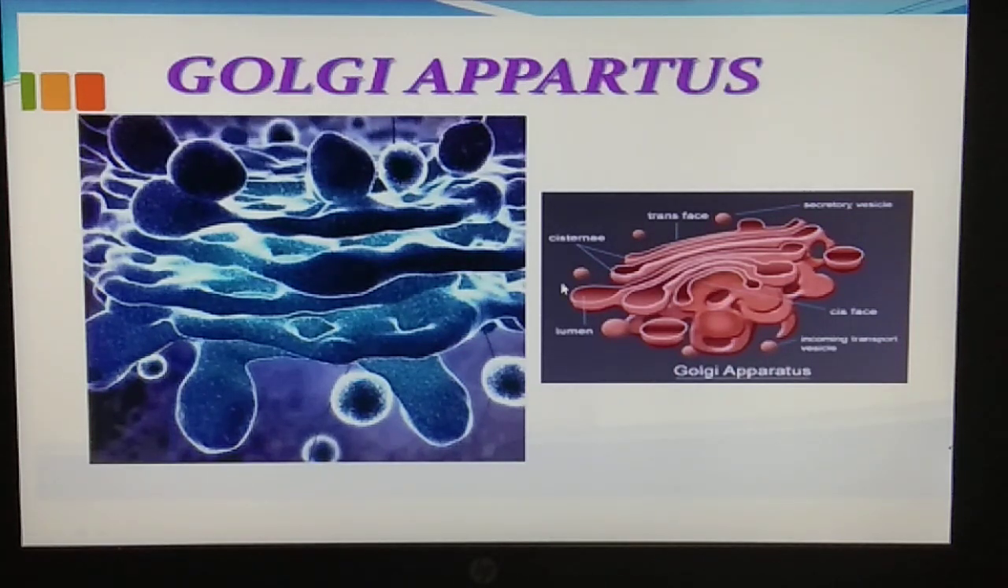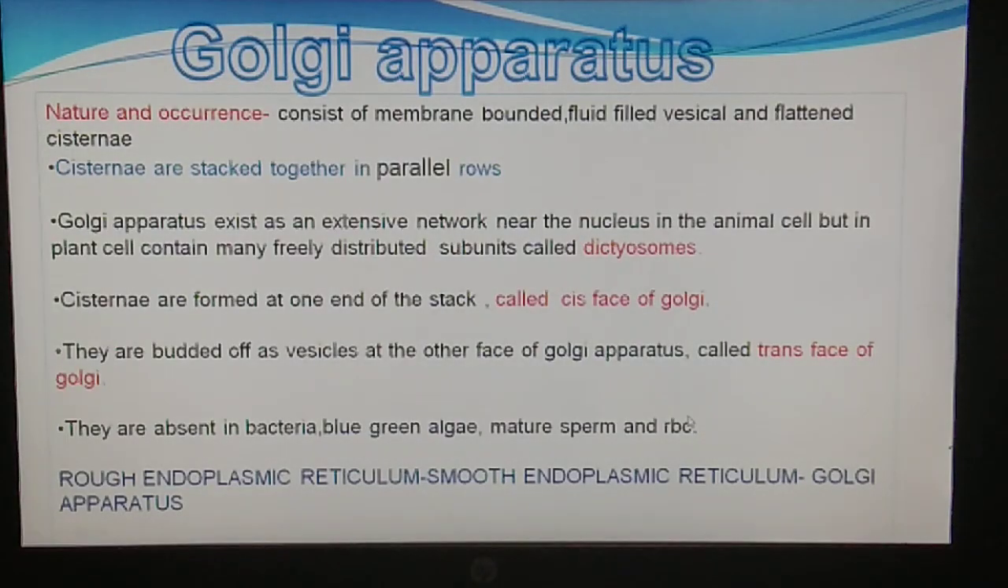See, this is the diagram. Many things become clear from the diagram itself, students. So you can see here, this is the maturation phase, students, where all your vesicles actually become mature, and finally they are budded off. And the Golgi apparatus, students, is absent in bacteria, blue-green algae, mature sperms and RBC. Now the last line you can see, students, is very important: rough endoplasmic reticulum gives rise to smooth endoplasmic reticulum, which forms the Golgi apparatus.